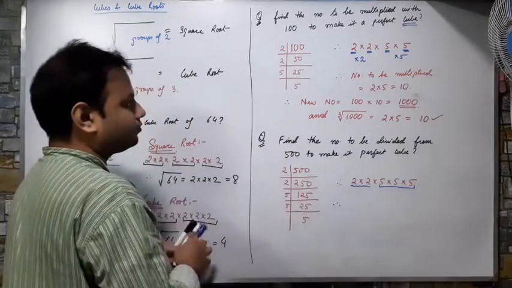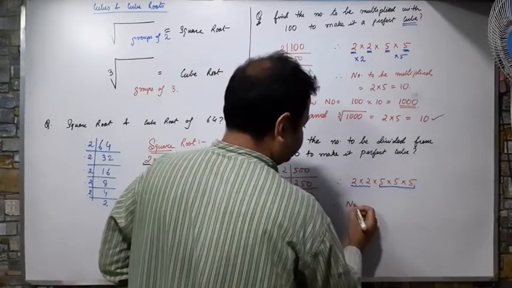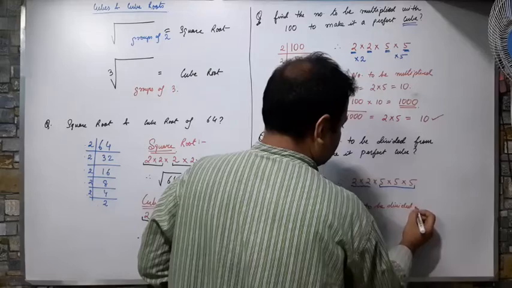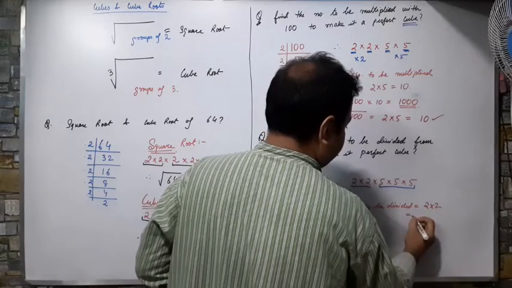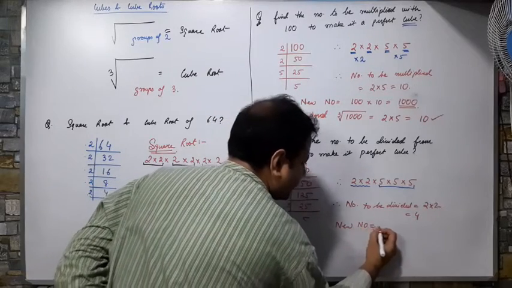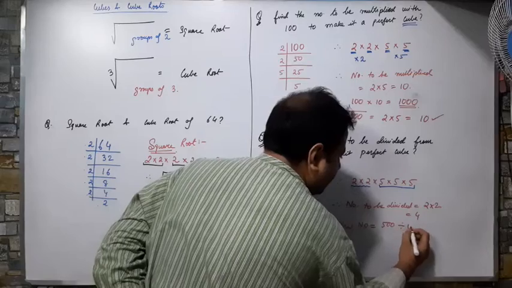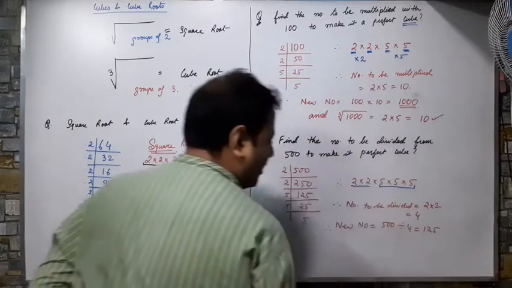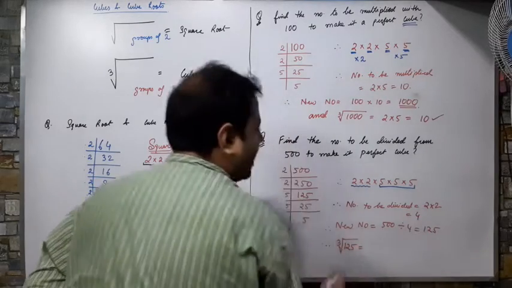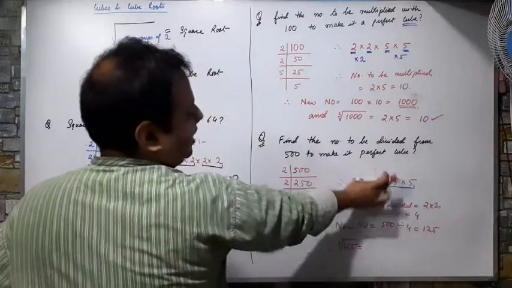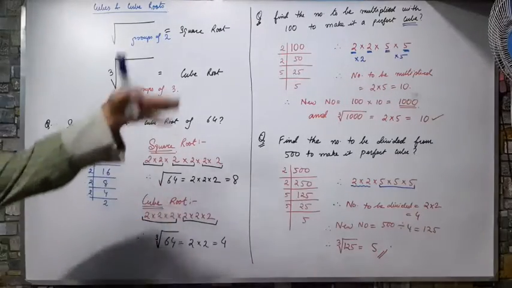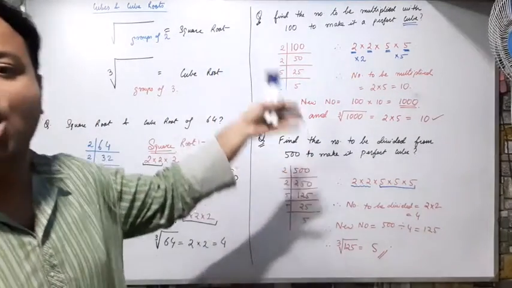Therefore, the number to be divided is 2 into 2, that is 4. So what is the new number obtained? The new number is 500 divided by 4, that is 125. So the cube root of 125 is, after removing the 2's, what I am getting? I am getting only 5. So the cube root of 125 is 5. This is how you may be asked for a number to be multiplied or to be divided.